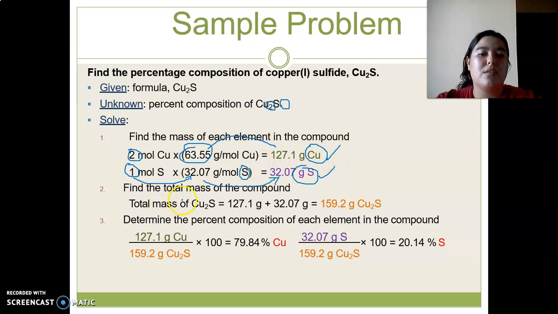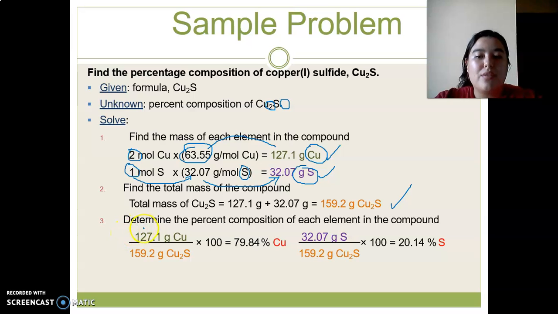Number two, we have to find the total mass of that compound. So what we have to do, we have to add this answer and this answer. So total mass of copper sub 2 sulfide equals 127.1 g, this one, plus this one, 32.07 g, and this is equal to 159.2 g copper sub 2 sulfide. So this is how we can find the total mass of the compound.